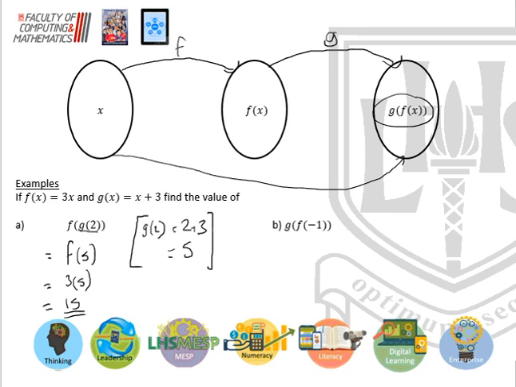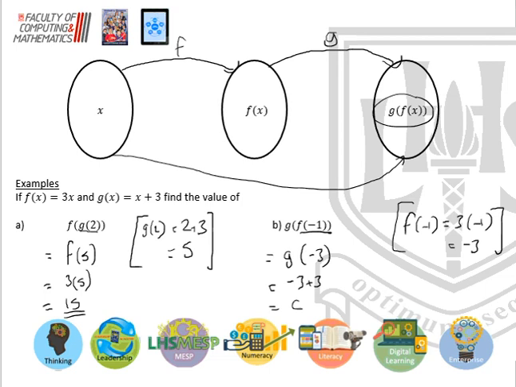Same here, we're doing g of f of negative 1. So firstly, we need to find out what f of negative 1 is. So 3 lots of negative 1, which is negative 3. And then to find g of f of negative 1, we're then doing g of negative 3, because f of negative 1 is equal to negative 3. So it's negative 3 plus 3, which is equal to 0.